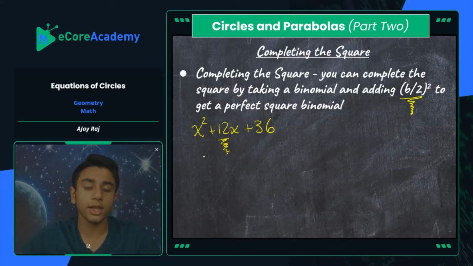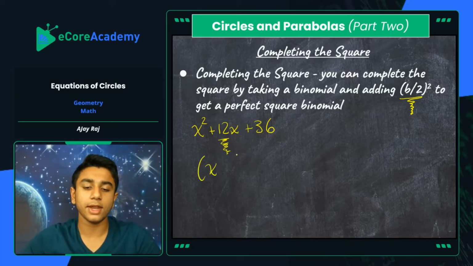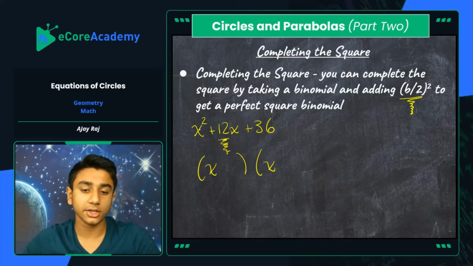So we know that in our binomial, we're automatically going to have an x value here, because we know that x is multiplied by x to get x squared. So that's already a given. Now we need to know what our next value is, and that's going to be 6 as shown here. So it's going to be x plus 6 and x plus 6. That's how you put it out.